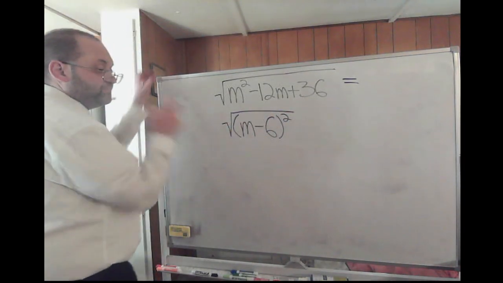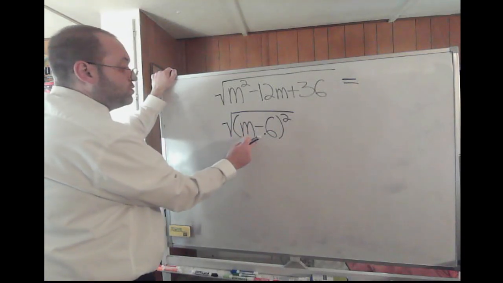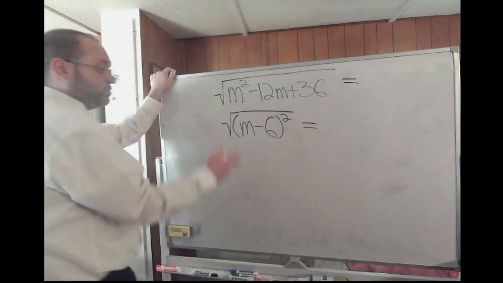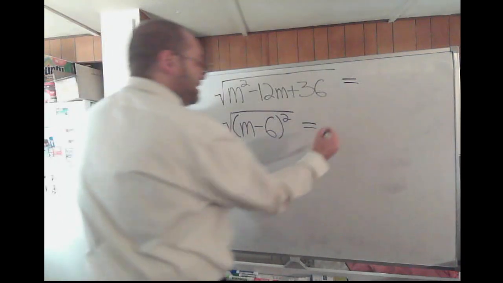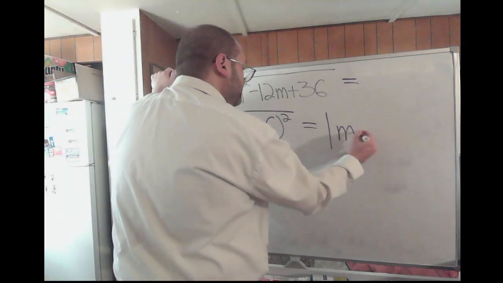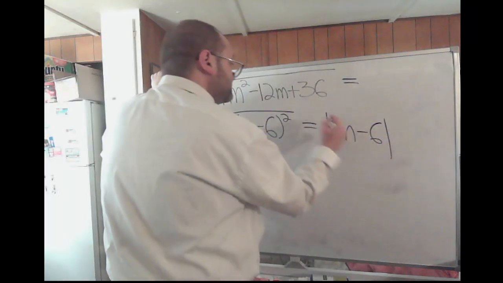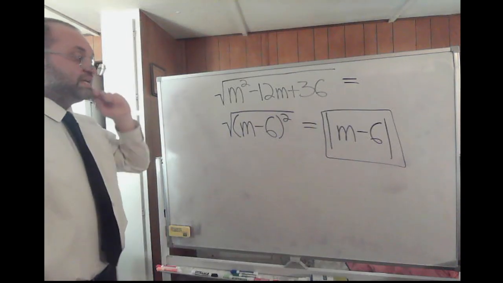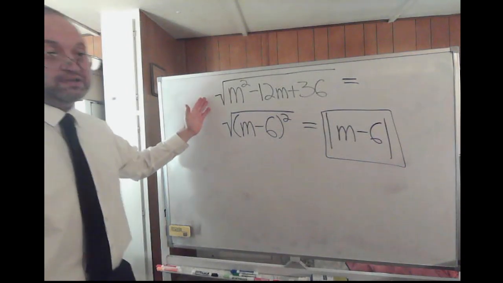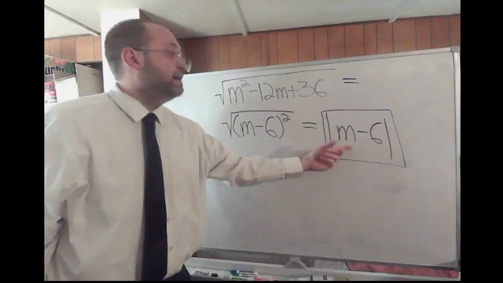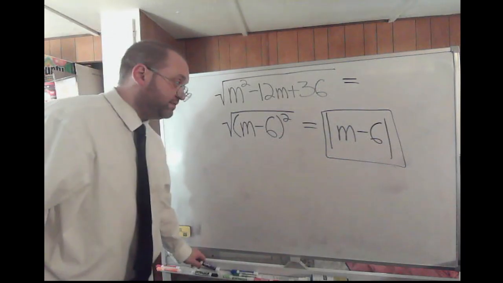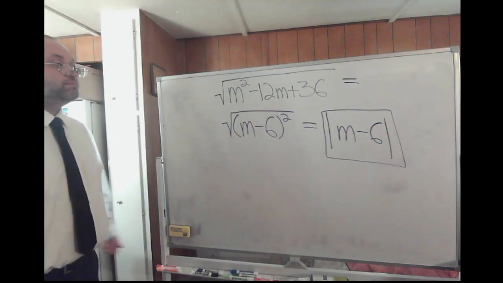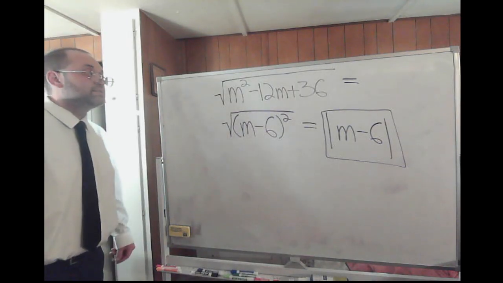And if you expand this back out, you would get m squared minus 12m plus 36. So now you'll take the square root of m minus 6 raised to the second power. You'll end up getting the absolute value of m minus 6. The reason being, again, for the absolute value sign, if you're wondering, is because the original expression was positive. You want your answer to be positive, and the absolute value ensures that you'll get a positive answer. So you'll get the absolute value of m minus 6.